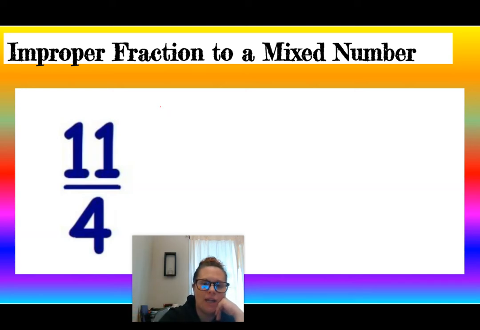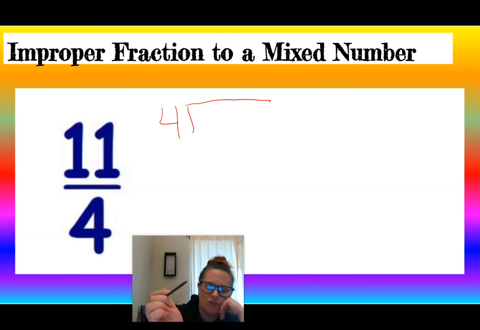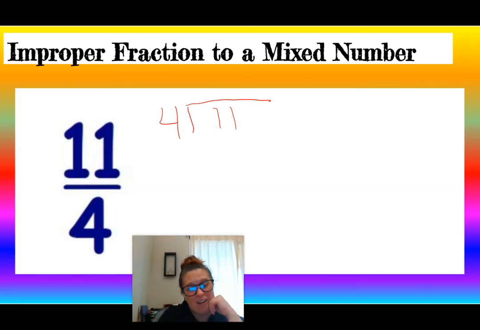So I'm going to take my denominator and place it in front of the little bracket thing. Can't remember what it's called. Sorry, Mr. Dewick and Miss Cuz. And I'm going to put my 11 here. So what I'm trying to do is figure out if I have 11 pieces, I want to put them into 4 equal groups, like what am I going to have, right? So 4 goes into 11.